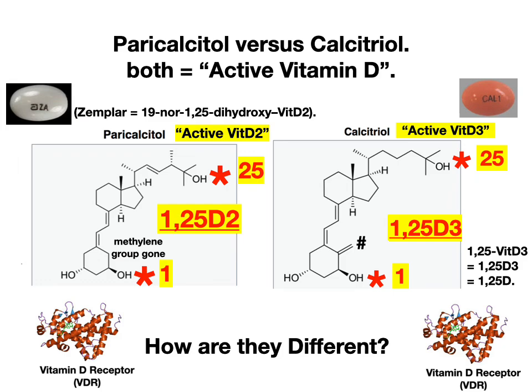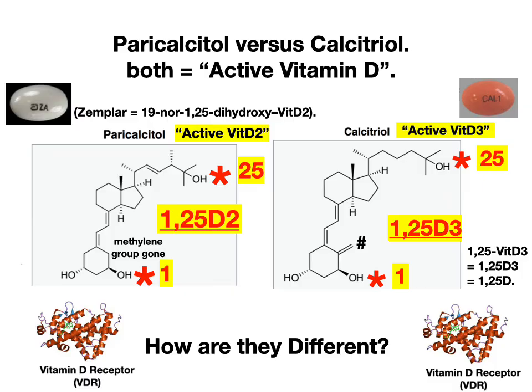19-nor means that there is a methylene group that is missing from the backbone molecule, in this case vitamin D2. And yet this molecule, which is based on a vitamin D2 backbone, is hydroxylated at the 1 and 25 carbon positions, similar to calcitriol, the endogenous kidney metabolite of vitamin D3. And so calcitriol is referred to as active vitamin D3, whereas paricalcitol can be referred to as active vitamin D2.